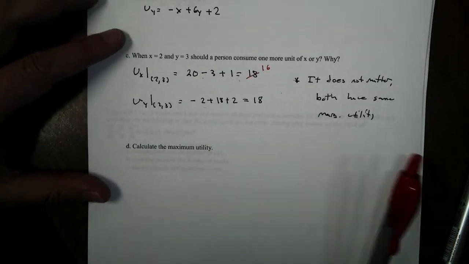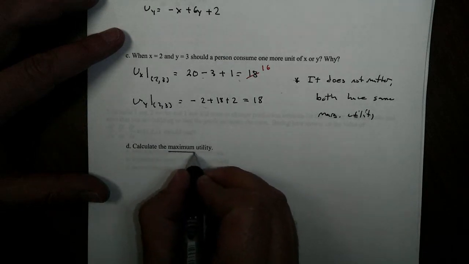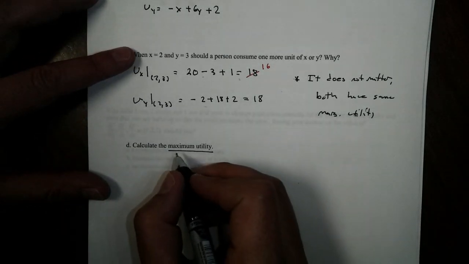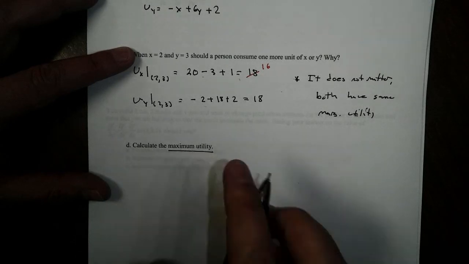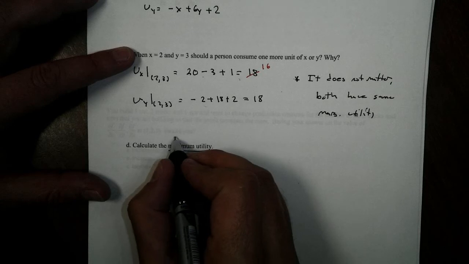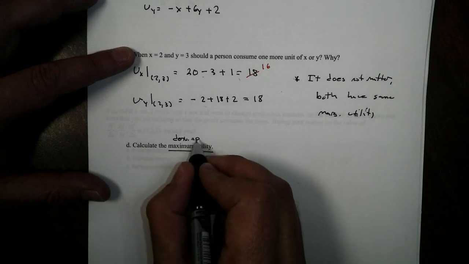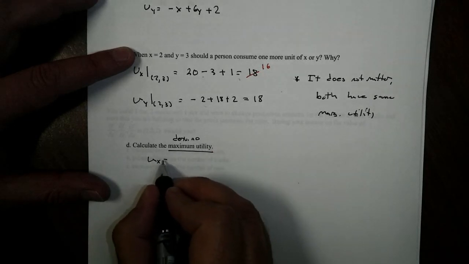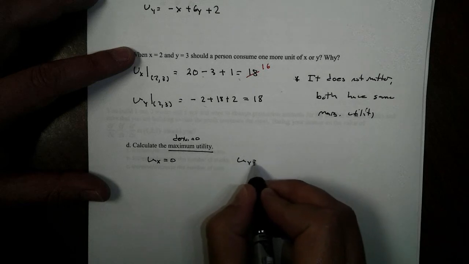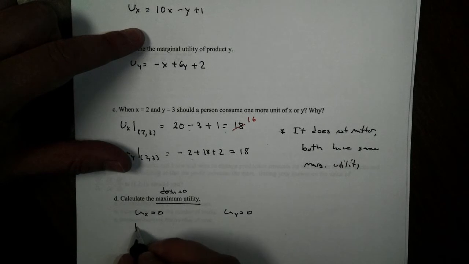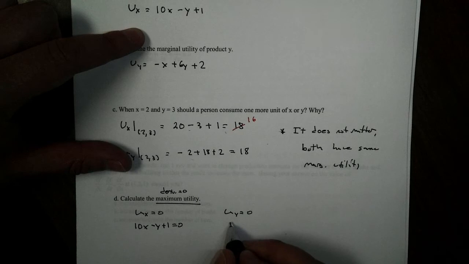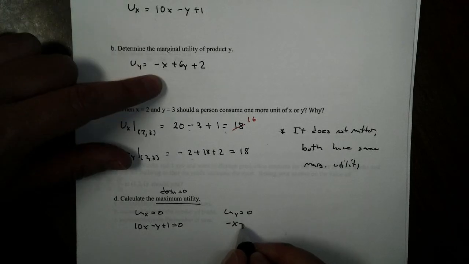Right. Now the next question says calculate maximum utility. That should be familiar to us. To get the maximum utility, this is where we set the derivatives equal to 0. So I would say u_x equal to 0, u_y equal to 0. If I set u_x equal to 0, we would get 10x minus y plus 1 equals 0, and negative x plus 6y plus 2 equals 0.